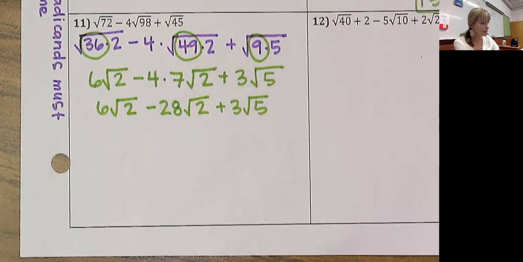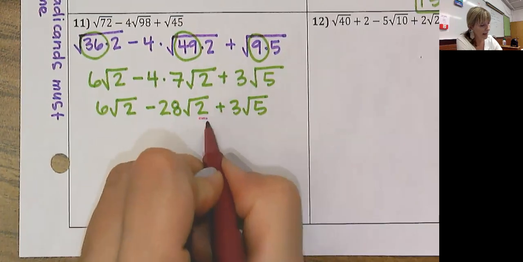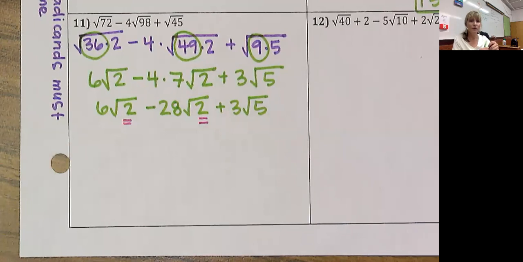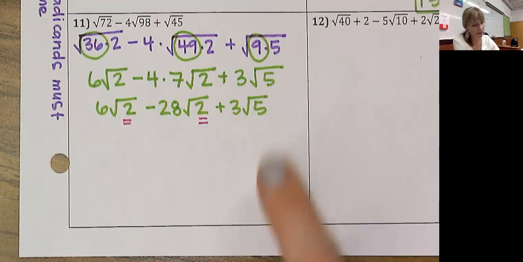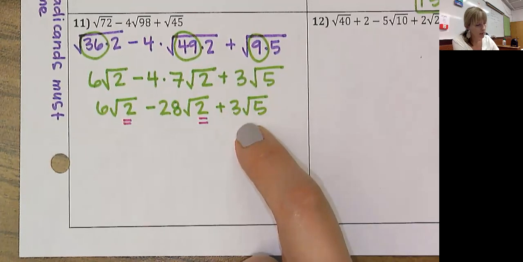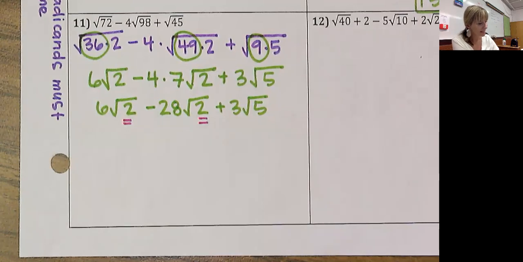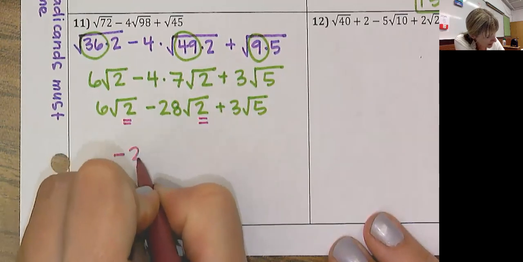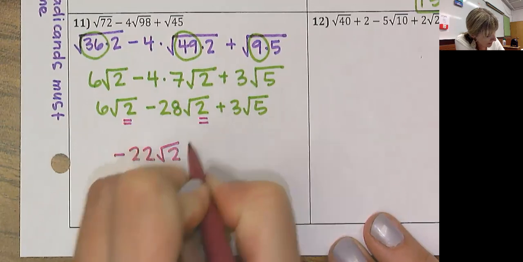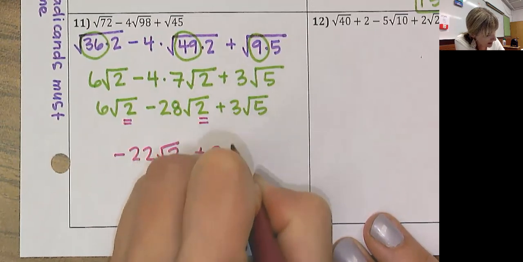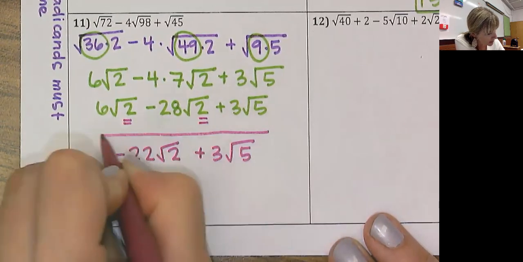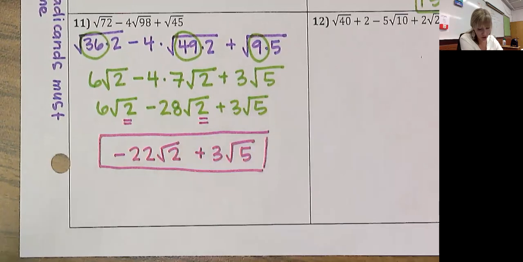I can only combine anything that has the same radicand. That means I can put these 2 terms together. This guy won't be able to. 6 minus 28 is negative 22 square root of 2. And I just tack that guy on. And the only other thing I could do at this point is give a decimal approximation, and I don't want that, so I stop right there.